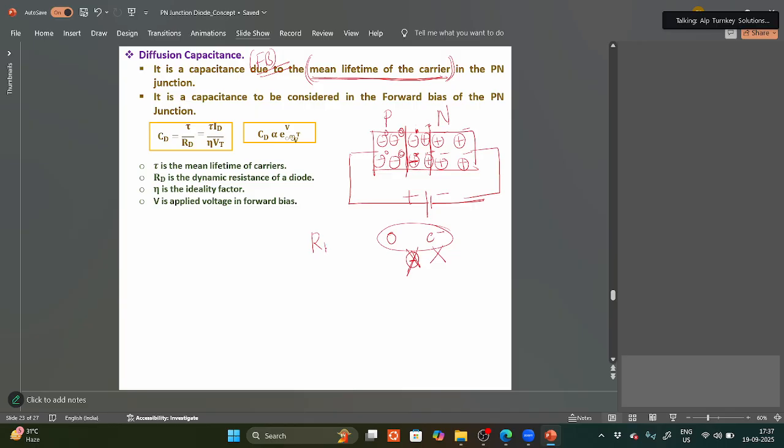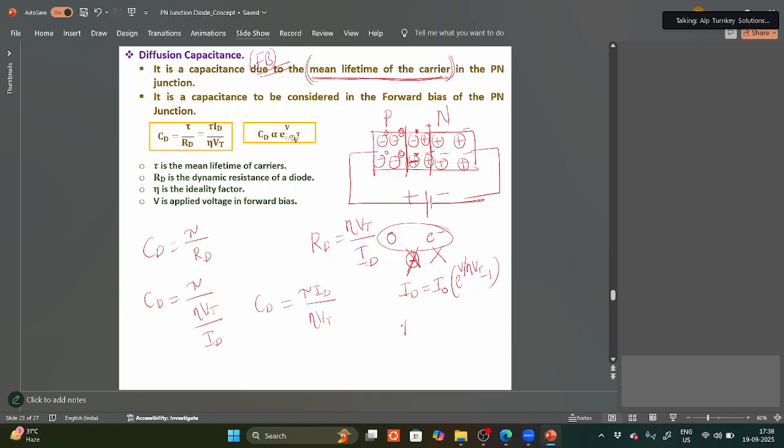What is RD? RD equals eta Vt by ID. So CD equals tau by (eta Vt divided by ID), so CD equals tau ID by eta Vt. What is the diode current equation? We already saw ID equals I naught into (e power V by eta Vt minus 1).